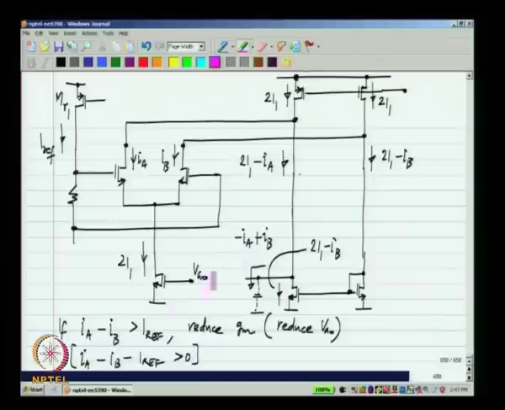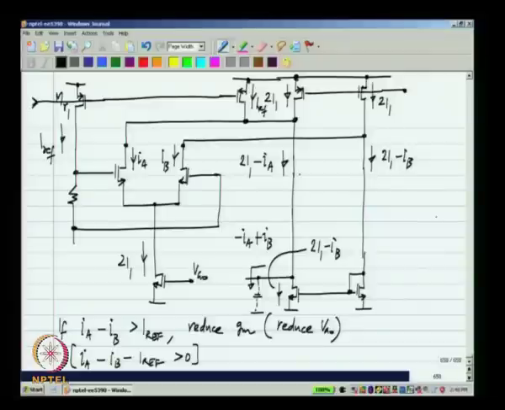Now this is close to what we want, but not exactly the same. What we want is an extra term of IREF, okay. We want this voltage to increase or decrease based on IA minus IB minus IREF, and that is very easy to arrange. All I have to do is add a current which is IREF, which means that I simply have to bias it from the same voltage as that one, okay. So here I will get 2I1 minus IA plus IREF, okay. So the current here also will be minus IA plus IB plus IREF.